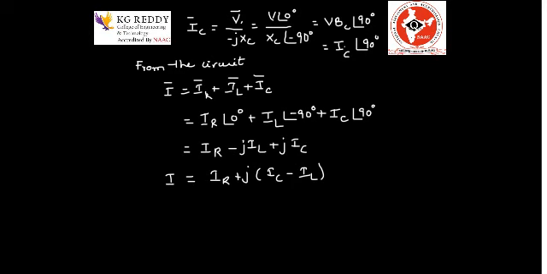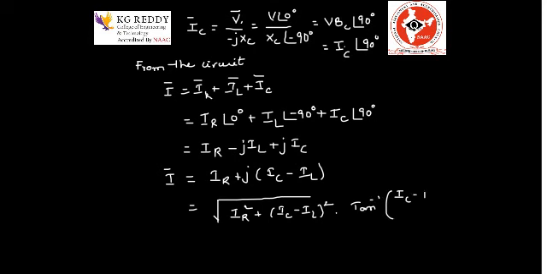Now I need the magnitude. For I bar, the magnitude is the square root of IR squared plus (IC minus IL) whole squared, at an angle tan inverse of imaginary by real, which is (IC minus IL) by IR.